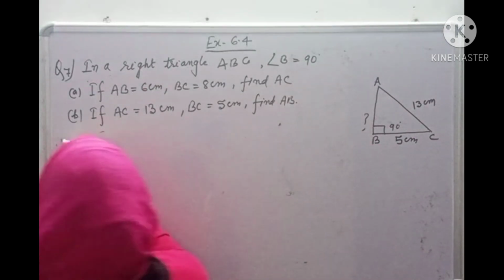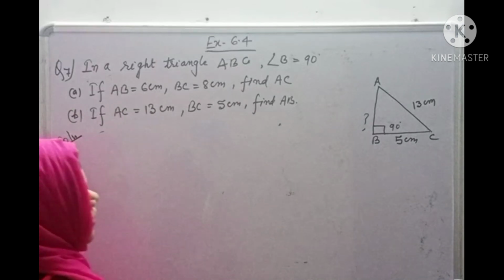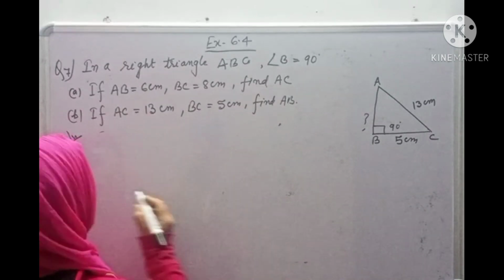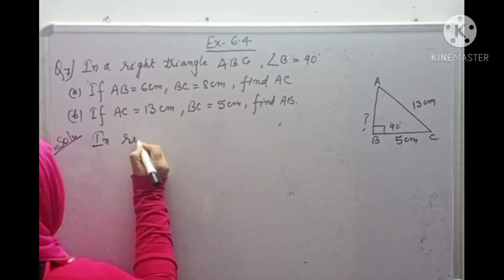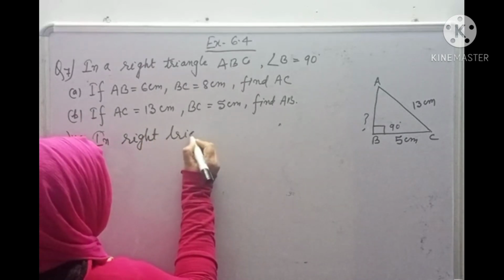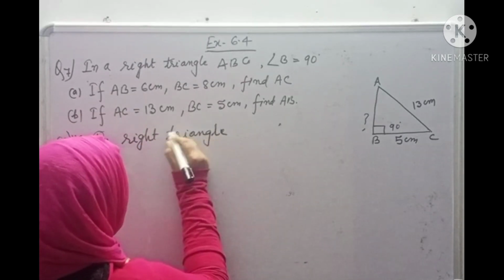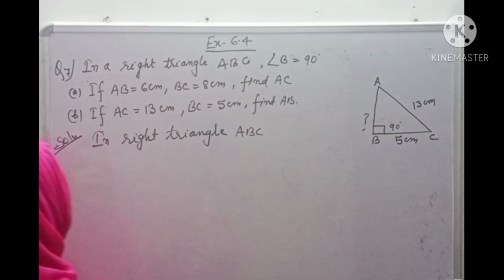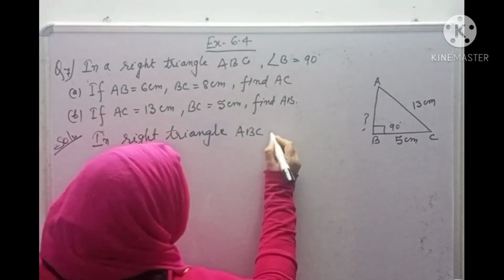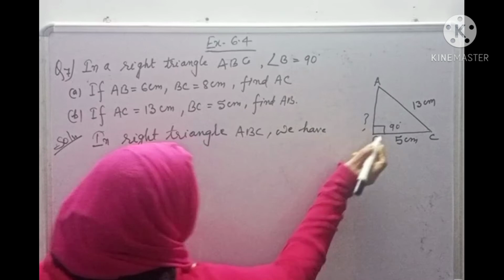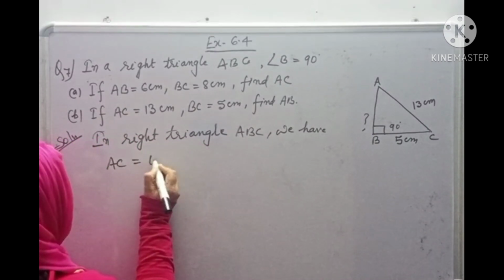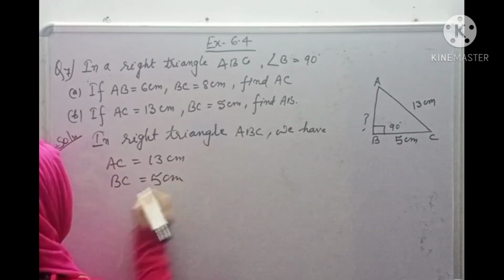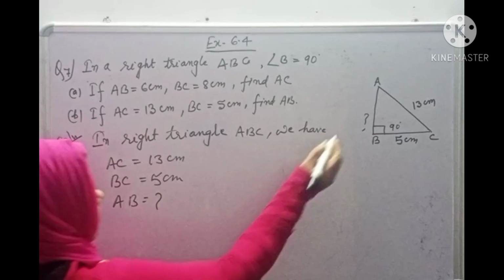So just look here. Solution. They have started marking A, B, C in the right triangle, but don't get distracted. Just look here. यहाँ ध्यान से सुनिए आप. Okay. In right triangle ABC, we have AC is equal to 13 centimeter. Got it? BC is equal to 5 centimeter. Asking AB is equal to what? ये AB is equal to what?